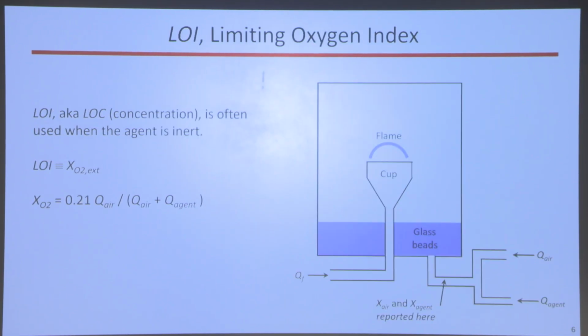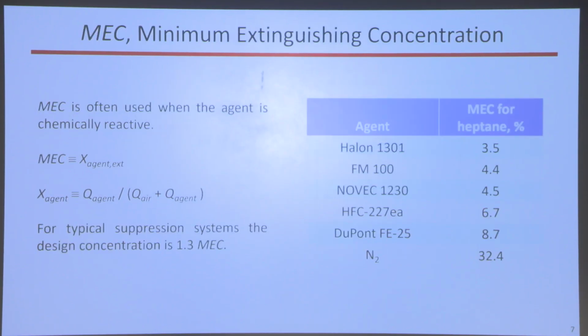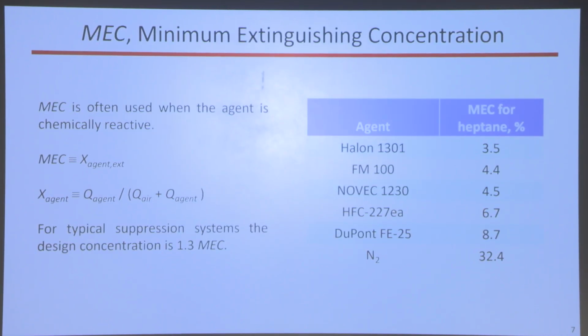And if I back up a slide here, this is the mole fraction of agent in the flow that goes into the glass beads, into the flow going into the chimney. So we're interested in, within the chimney, what's the oxygen concentration when the flame extinguishes, and what's the agent concentration when the flame extinguishes. So these are shown here on this slide, the MECs for heptane, actually, in this case, for a bunch of these clean agents, and for nitrogen.